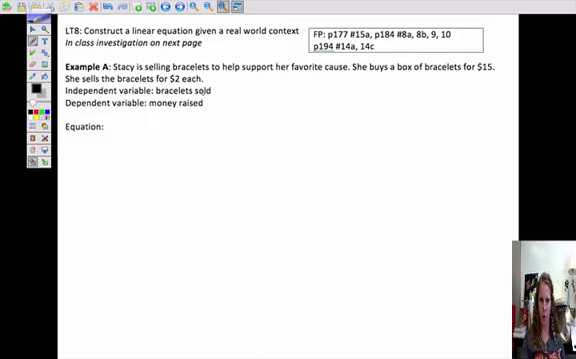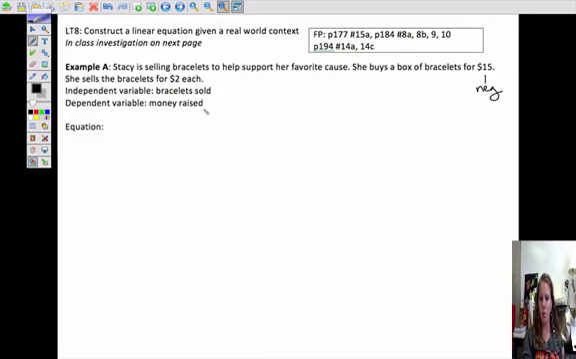Now we need to make an equation, okay? So we gotta think about two things. We gotta think about our y-intercept in this case and our slope. So y-intercept can also be said starting value, startup cost, starting something. So take a guess here. What's our y-intercept? What does Stacy start with? What's her beginning situation here? Well, I'm seeing that she buys a box of bracelets, okay, for $15. So that means this is a negative $15. She went in the hole $15. If we're talking about money raised, she just unraised a bunch of money, right? She just spent a bunch of money, okay?